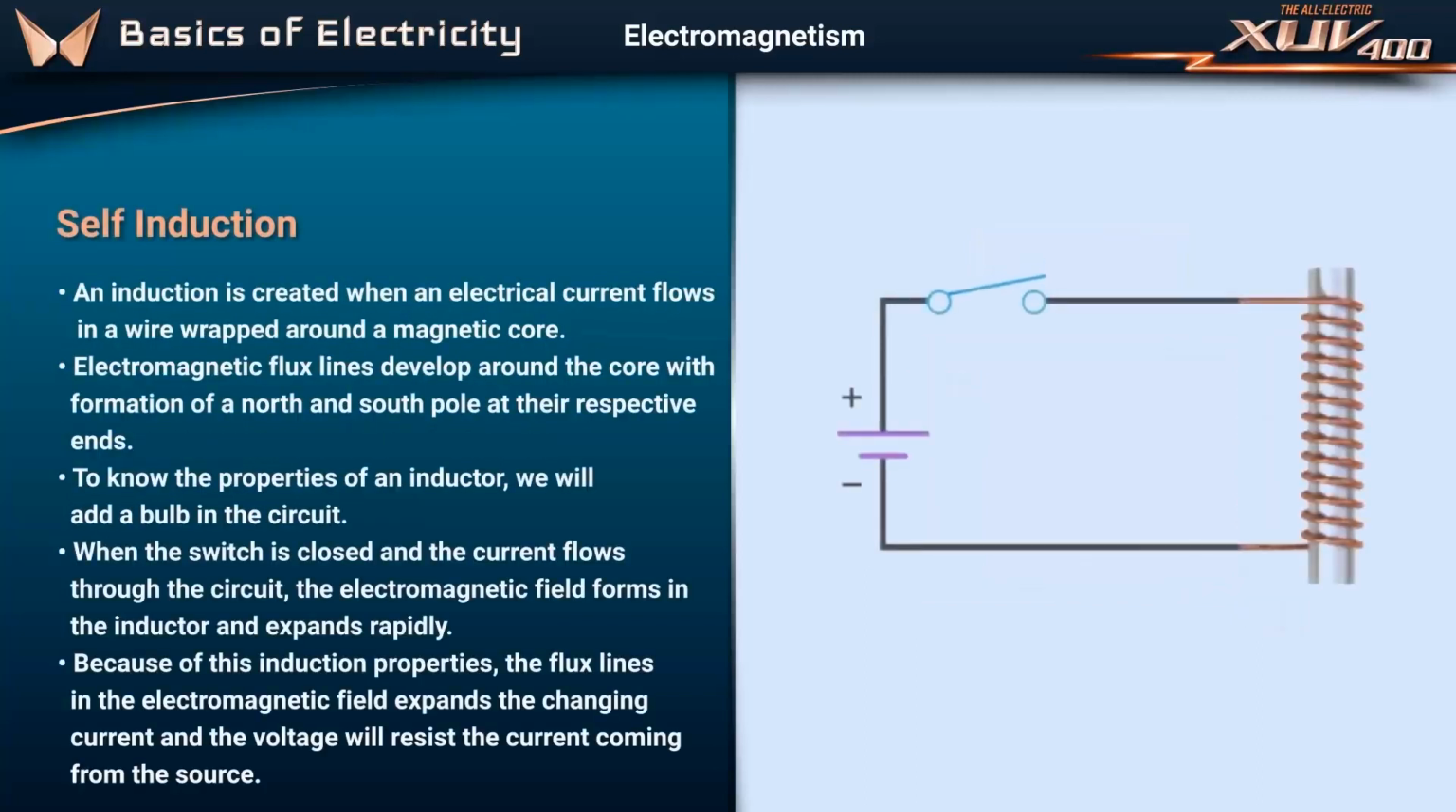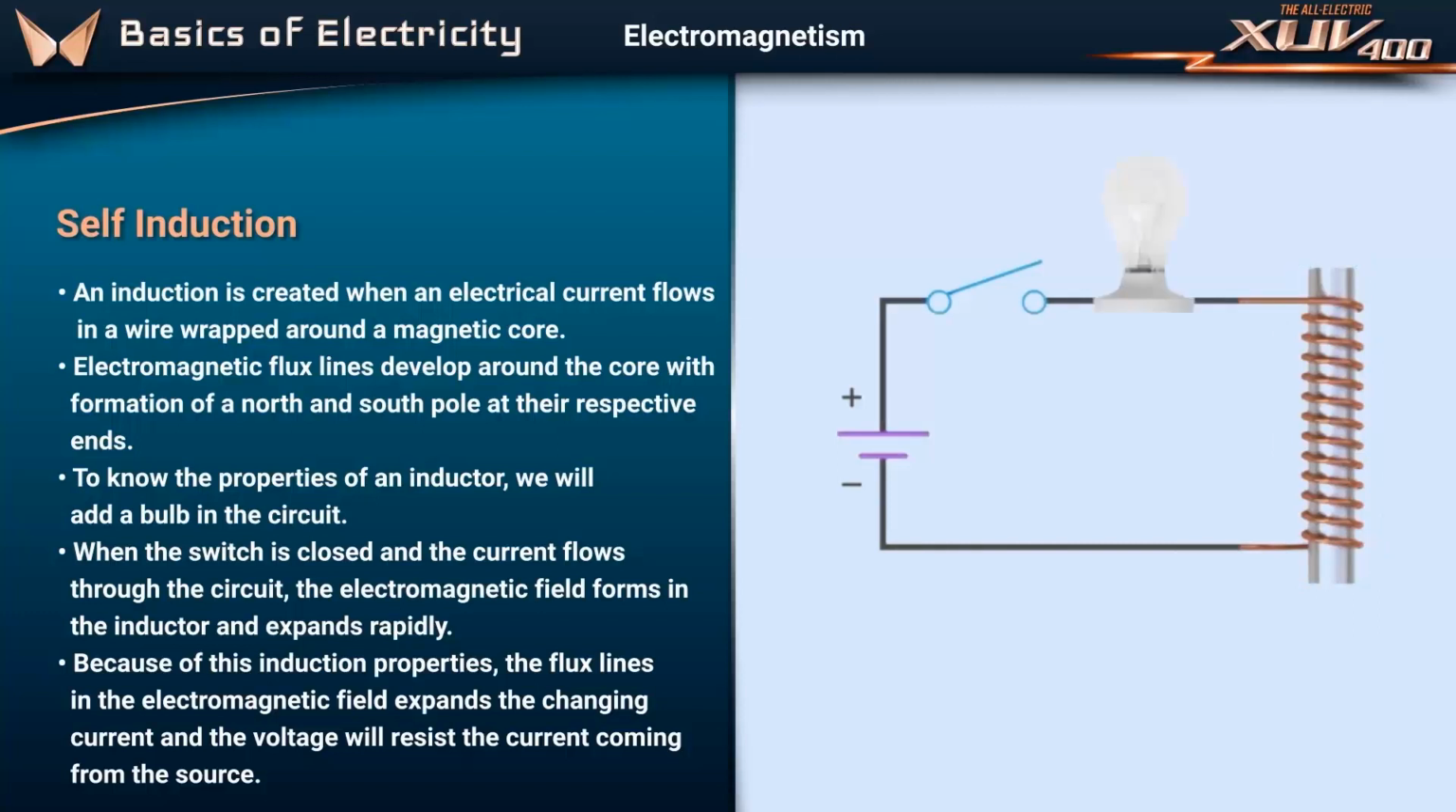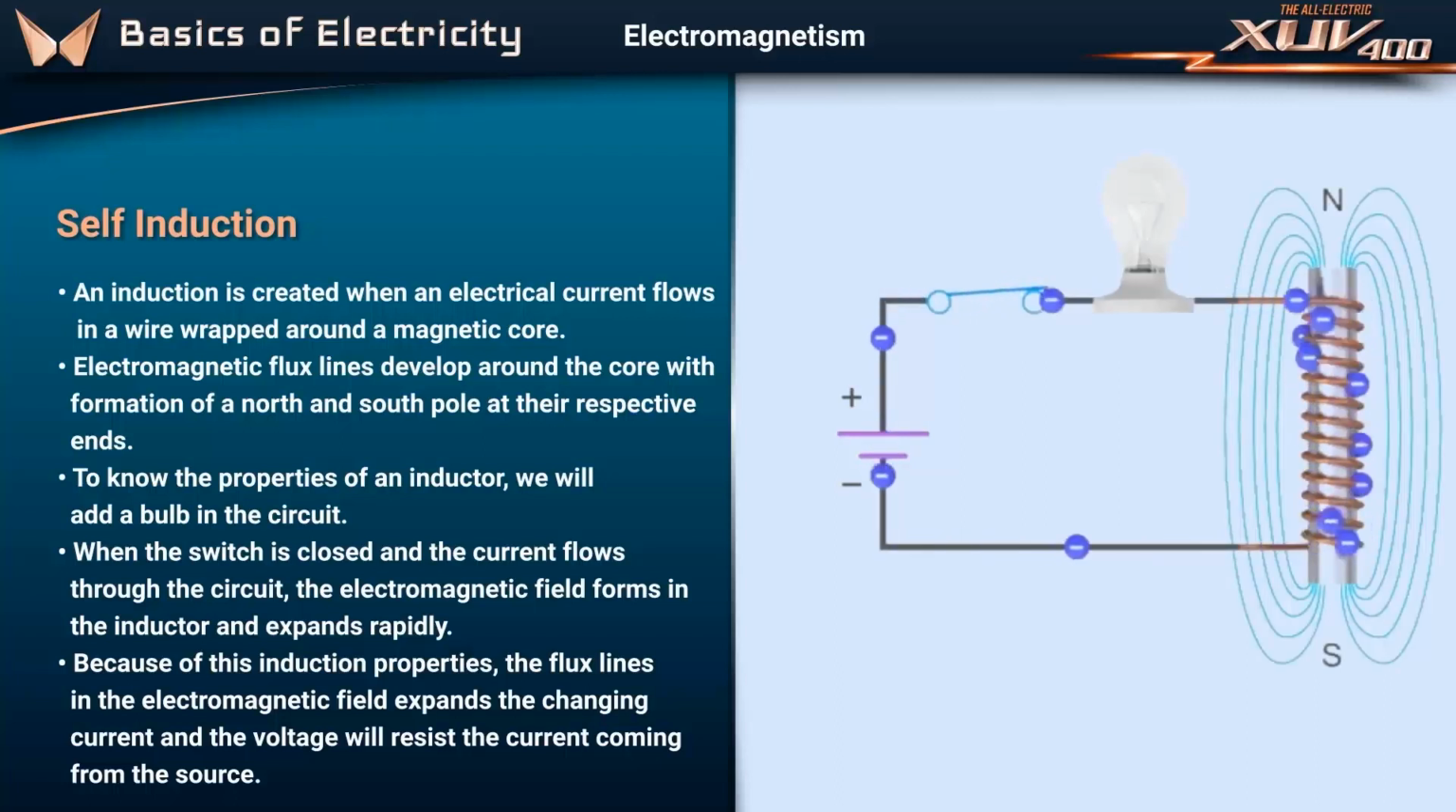Self-induction. An inductance is created when an electrical current flows in a wire wrapped around a magnetic core. Electromagnetic flux lines develop around the core with the formation of a north and south pole at their respective ends. To know the properties of an inductor, we will add a bulb in the circuit. When the switch is closed and the current flows through the circuit, the electromagnetic field forms in the inductor and expands rapidly. Because of this induction property, the flux lines in the electromagnetic field expand with the changing current, and the voltage will resist the current coming from the source.